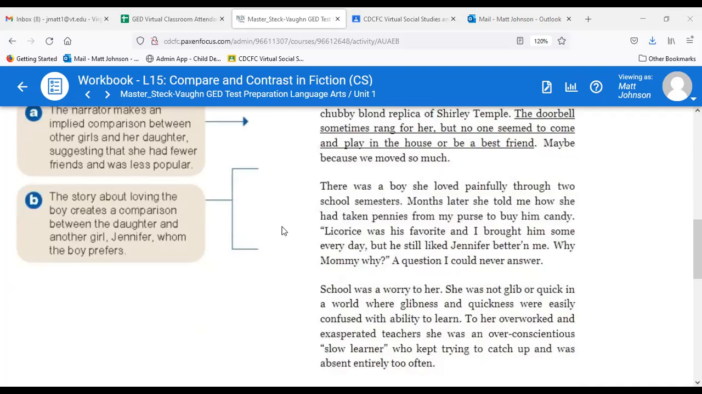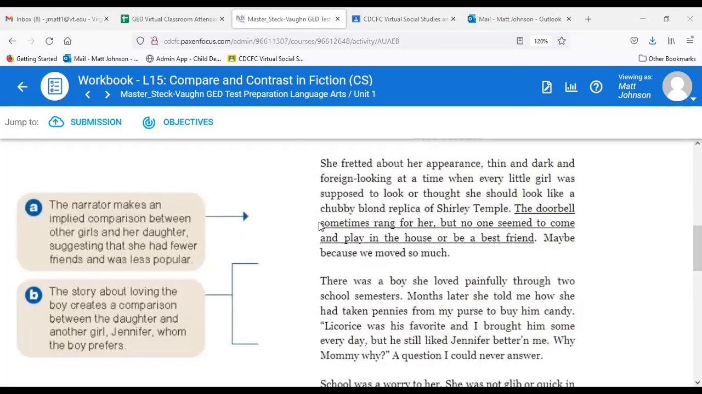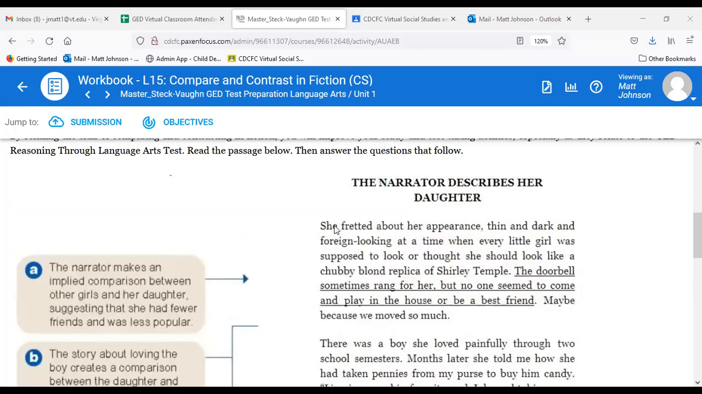School was a worry to her. She was not glib or quick in a world where glibness and quickness were easily confused with ability to learn. To her overworked and exasperated teachers, she was an overconscientious, slow learner who kept trying to catch up and was absent entirely too often.